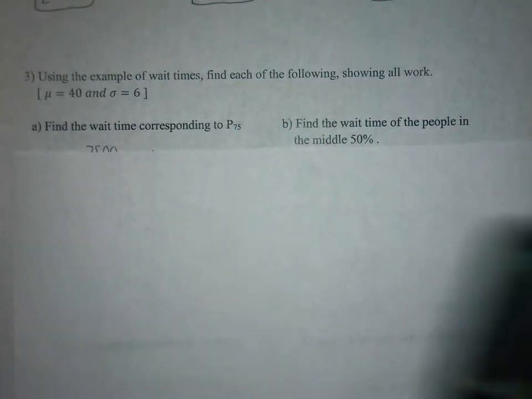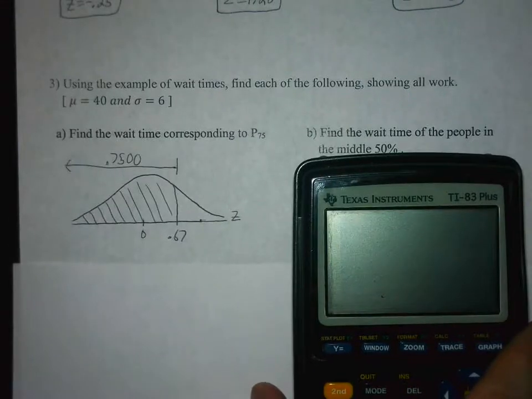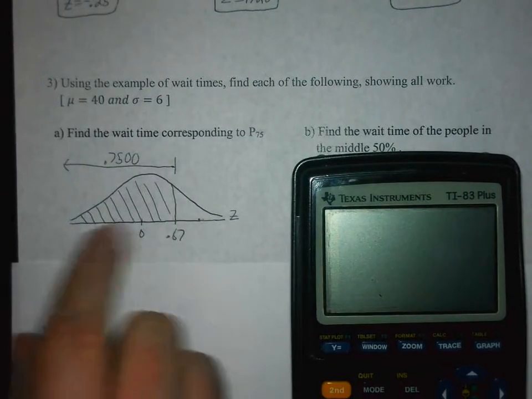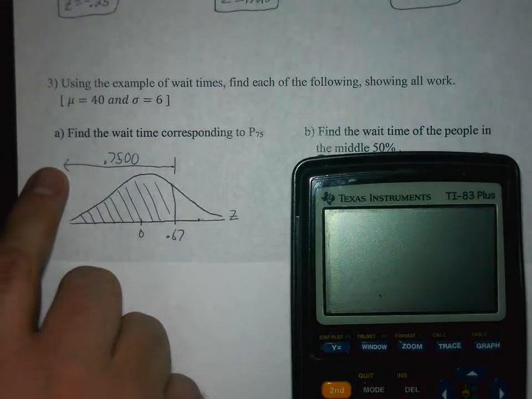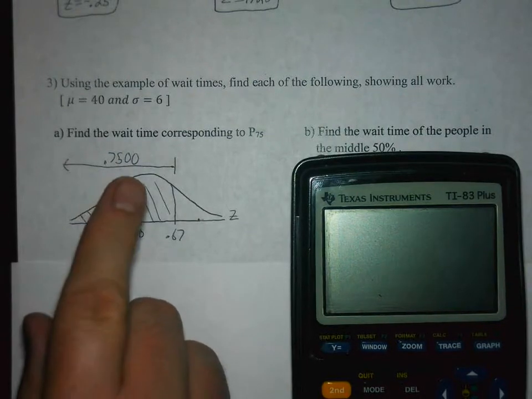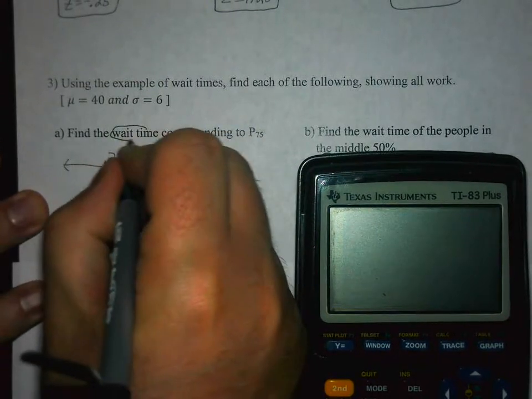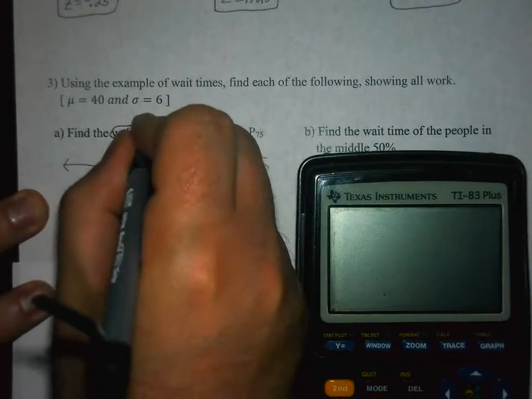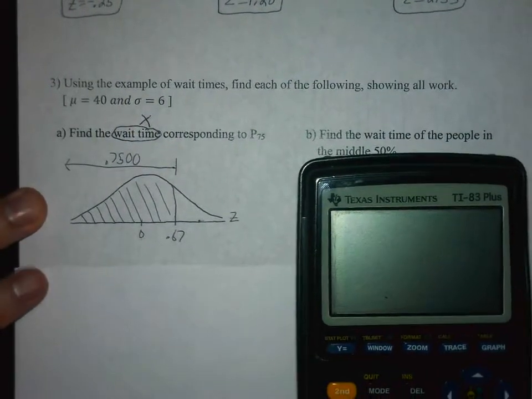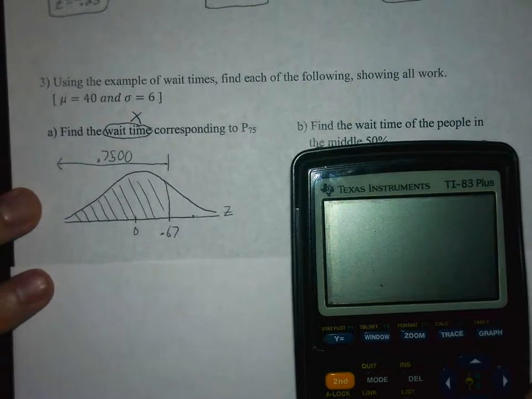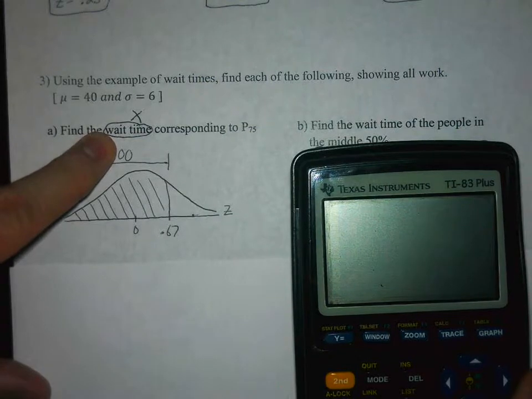Okay, so what you do is you want to find what wait time is greater than 75% of all other wait times. So we have to find the actual wait time. Remember that wait time, and this is extremely important to understand, wait time is your x value, not a z value, but an x. So we have to think about, well, how do you start with an area of 0.75 and convert that into a wait time?